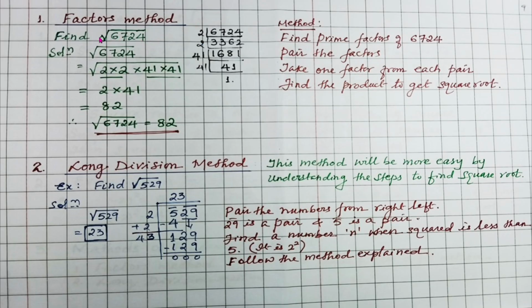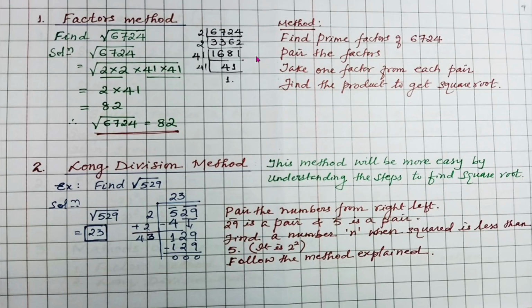So let us consider an example here. Square root of 6724. Find the factors of 6724, that is the prime factors. 2, 2, 41, 41 are the prime factors of 6724. So square root of 6724 is equal to square root of 2 into 2 into 41 into 41. Pair them, and from each pair take one factor, multiply to get the product, that is 82, and 82 is the square root of 6724.